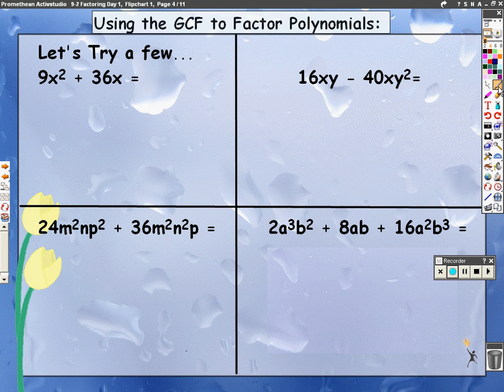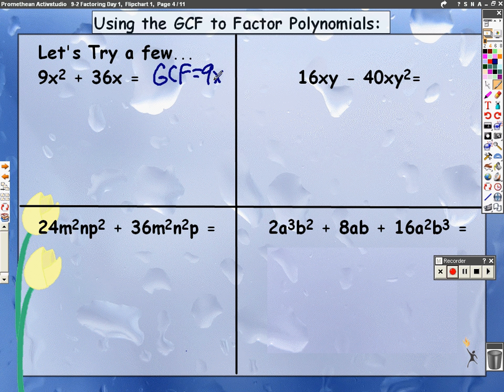First thing you do is you look at the coefficients of the two terms, and we have 9 and 36. And we know that the greatest common factor of 9 and 36 is 9. Okay, and then we can look at the variables, and we have x squared and x, and the greatest common factor for those is x. Okay, so our greatest common factor for this polynomial is 9x.